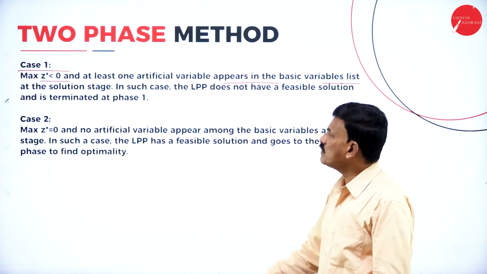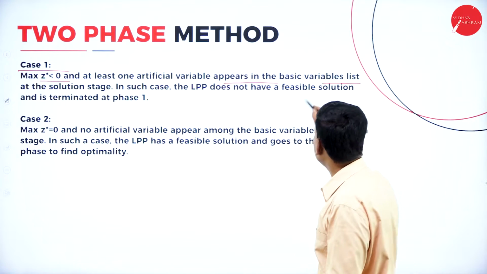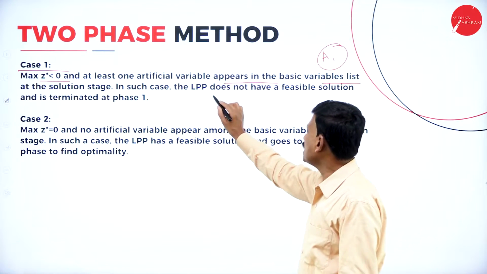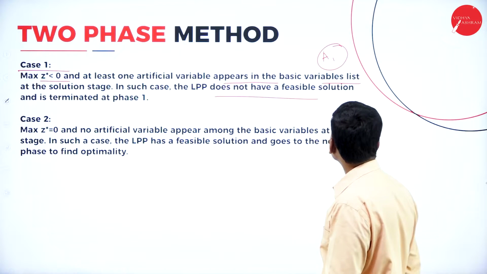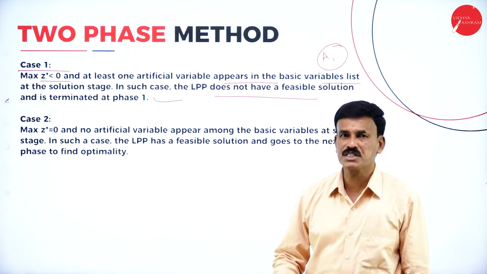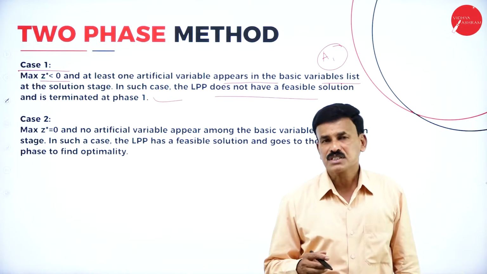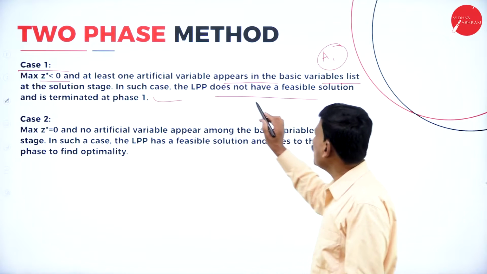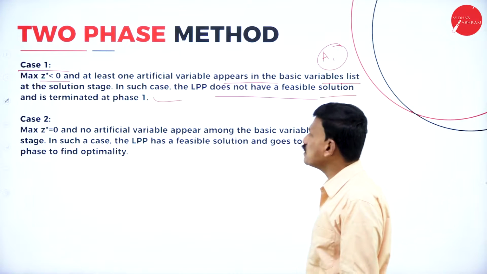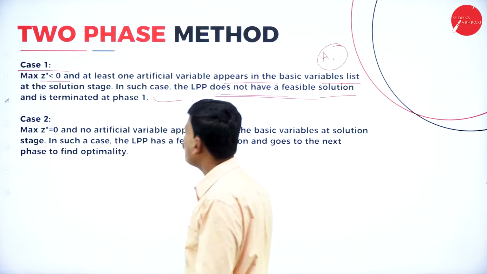Suppose maximum of z star is less than 0 and at the solution stage one artificial variable, a1, a2, a3, any one artificial variable, has appeared. Then in such a case the LPP does not have any solution and it is terminated at phase 1 itself. This is a very important concept. While solving the problem, if any one artificial variable appears in the solution stage, then we conclude that the LPP does not have a feasible solution and we can terminate at phase 1.